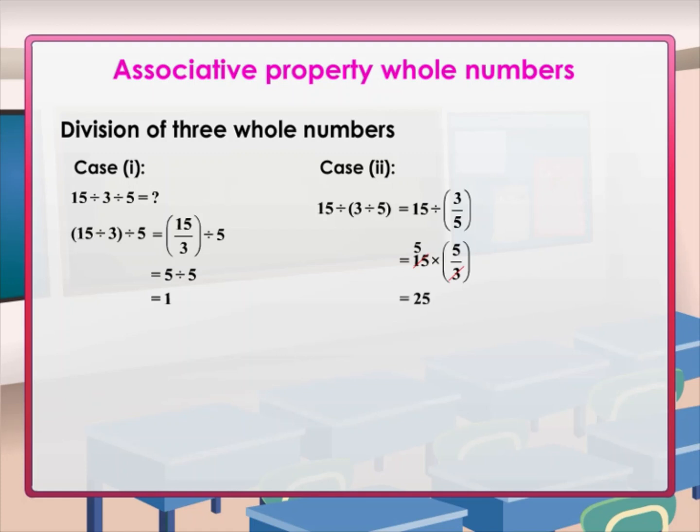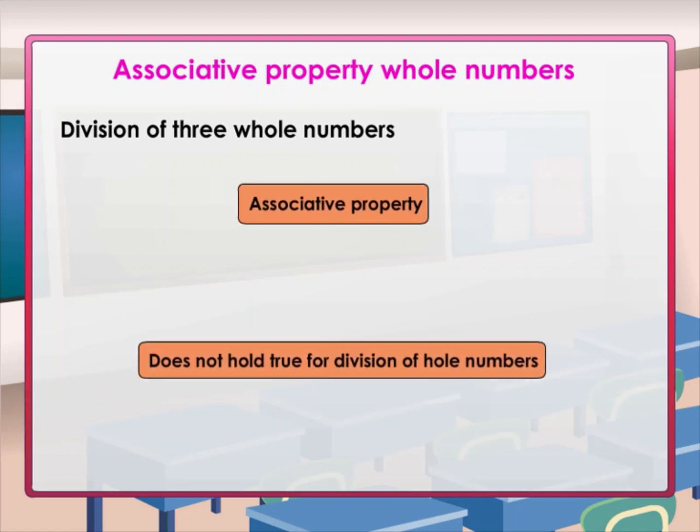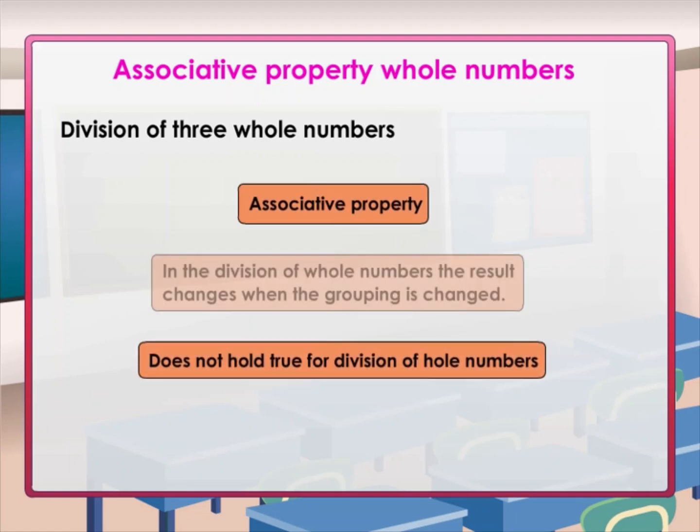In the first case, we got the answer as 1. And here we've got the answer as 25. So what we can say is, associative property does not hold true for division of whole numbers. So in the division of whole numbers, the result changes when the grouping is changed.